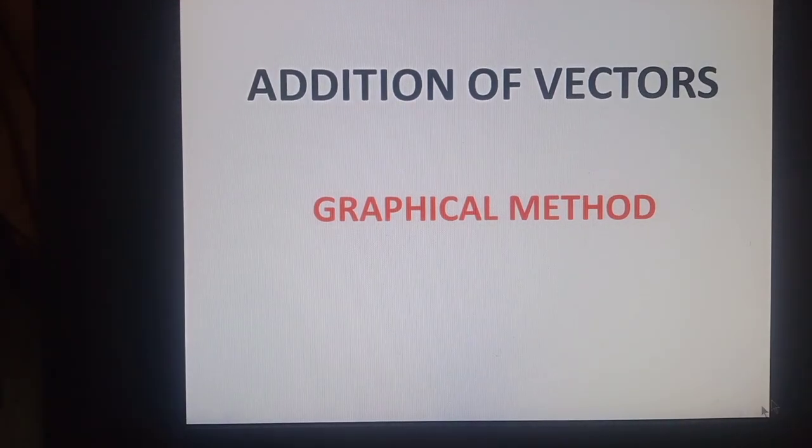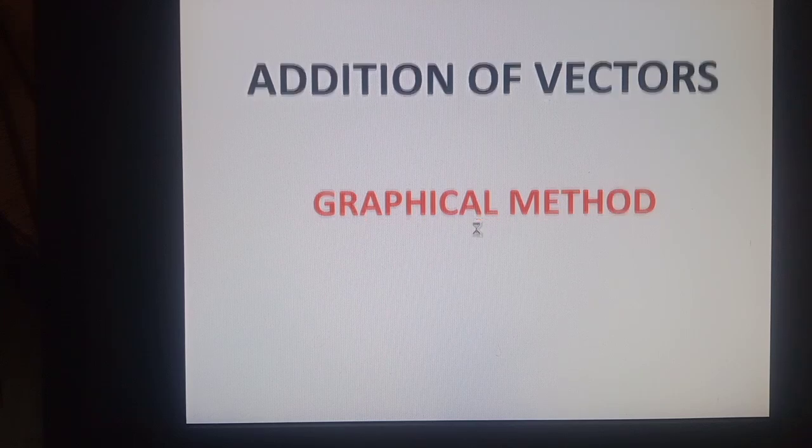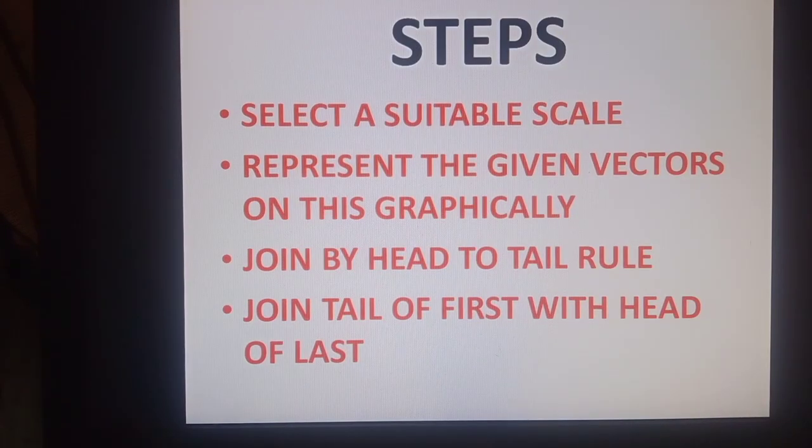Our today's topic is addition of vectors. Students, since vectors are physical quantities that require a proper direction, they cannot be added like ordinary numbers. They have a specific method for addition. That is the graphical method, and it is known as the head to tail rule of vector addition.